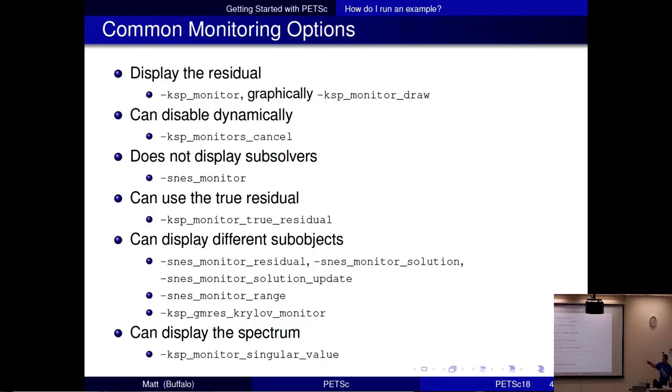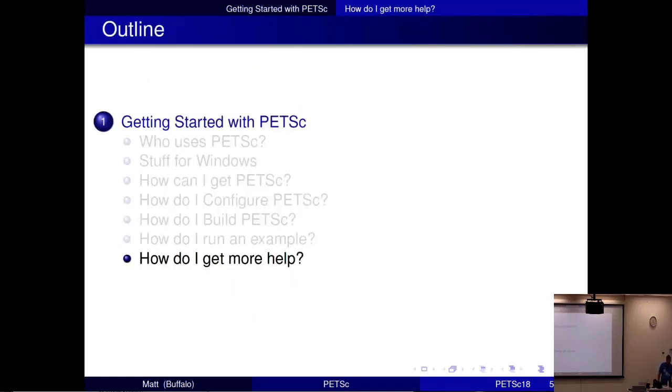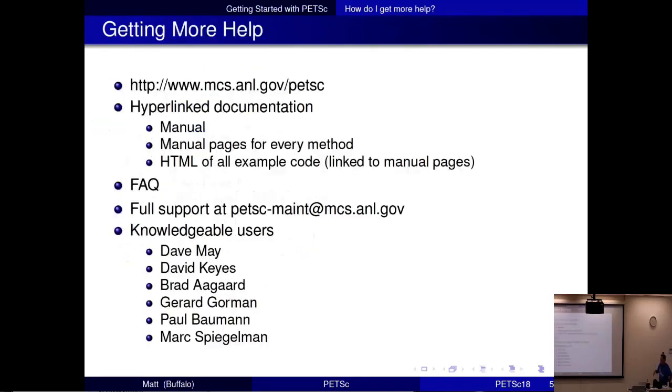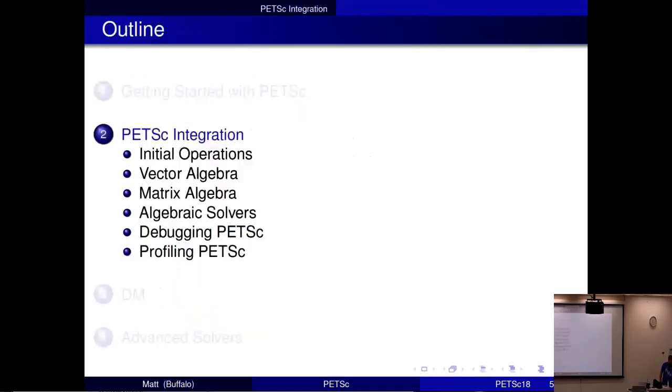We can also do things like spit out the singular values. You can also get more help. As I said, the website is there. We have manual pages. We have a FAQ. We have really good support at the email list. Or bug other people who know what they're doing, who I've identified here, some of which are in the audience, and love to answer questions. Love to answer PETSc questions. Should put their emails next to their names.